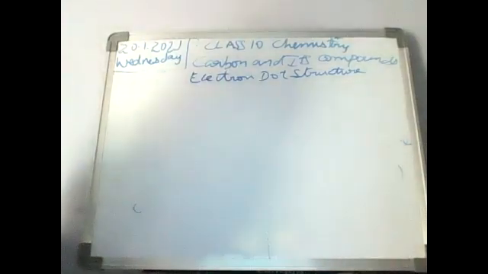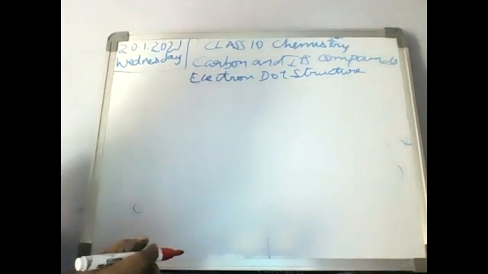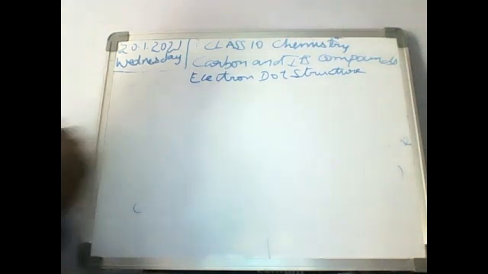Good morning, students. Today we are going to see about the electron structure. Many students have doubts about how to draw the electron structure for carbon compounds. So let me first draw what an electron structure is.